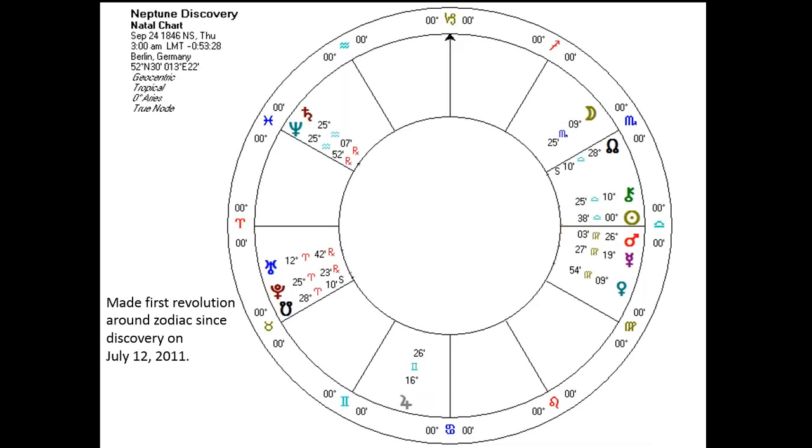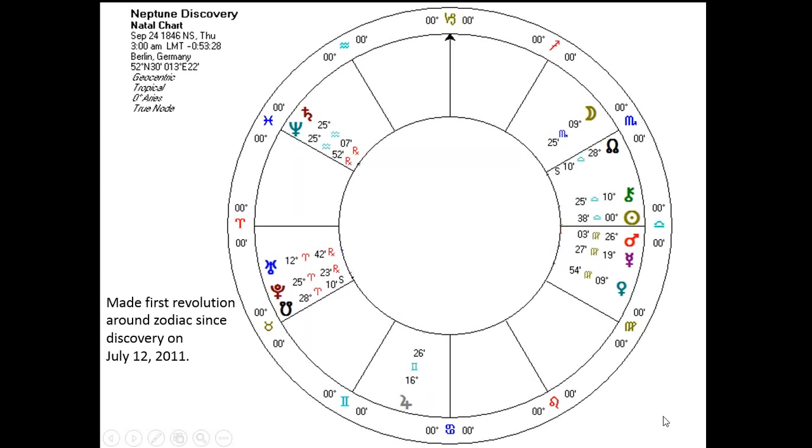Now, here's a chart for Neptune's discovery back in 1846. Nobody knows the exact time. I don't remember who did it. I just made a 0-degree Aries chart. You can see where Neptune was discovered about 26 degrees Aries. And Neptune had its first return to that point since its discovery back on July 12, 2011.